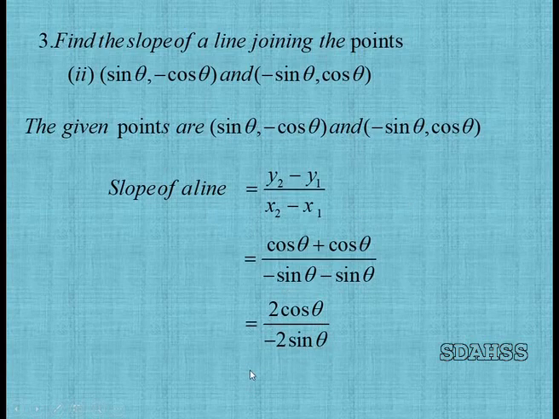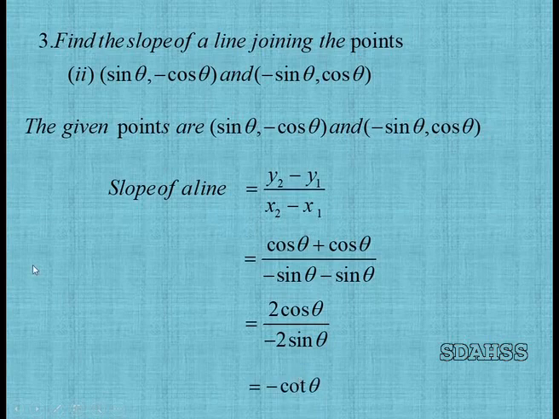2 cancels, remaining cos theta by minus sin theta. So minus, we know that cos by sin is cot theta. So we have minus cot theta.